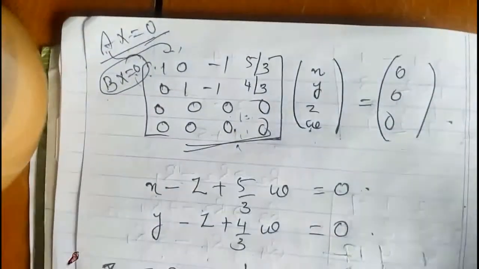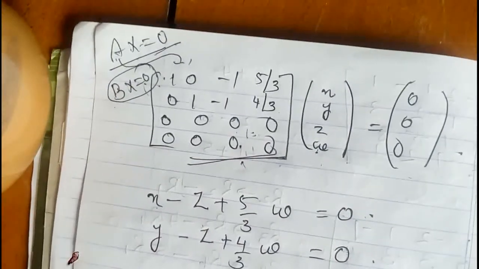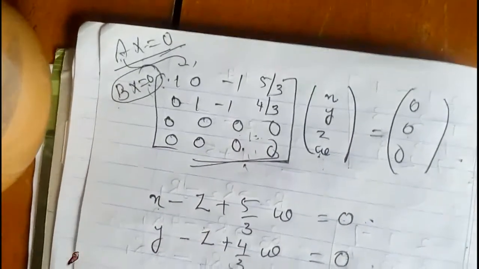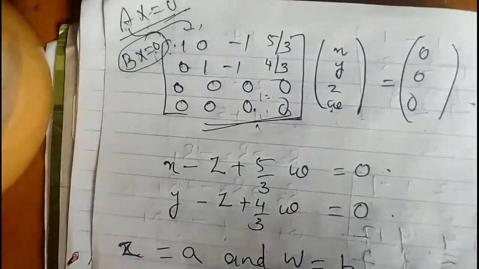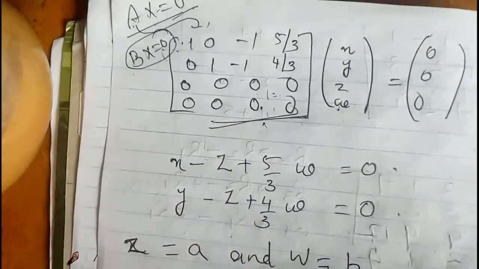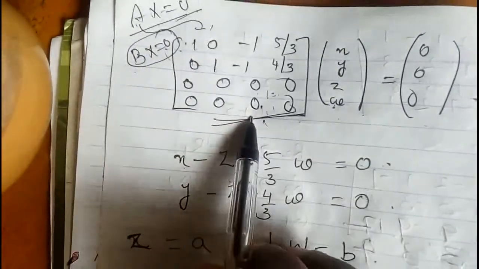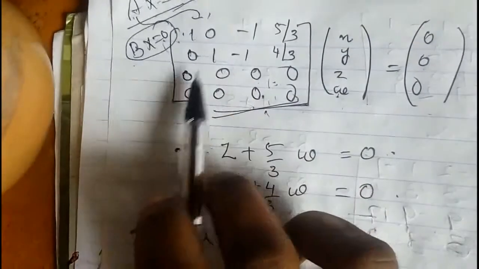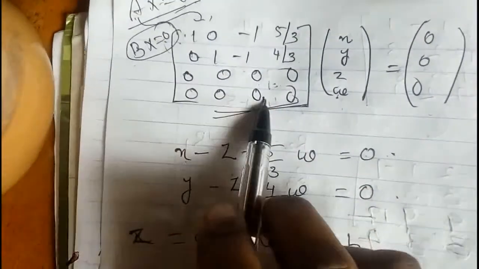So we got this matrix: 1 0 minus 1 5 by 3, 0 1 minus 1 4 by 3, and then rows of all zeros. So our equivalent matrix of the coefficient matrix is this: 1 0 minus 1 5 by 3, 0 1 minus 1 4 by 3, 0 0 0 0, 0 0 0 0.